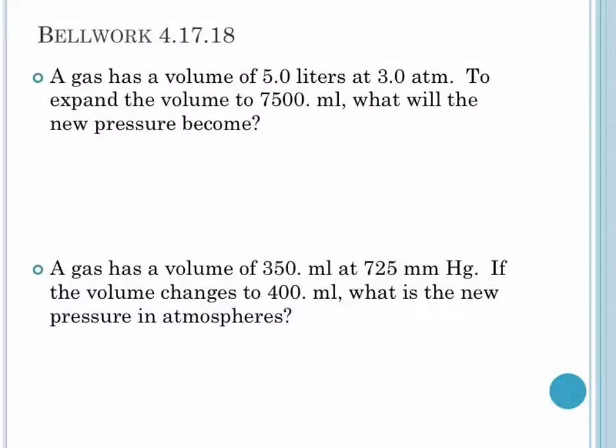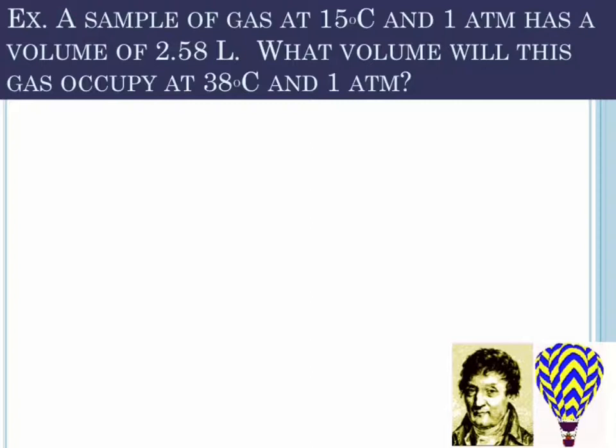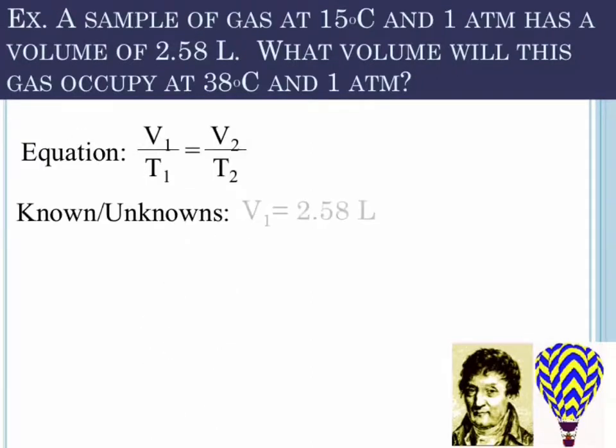Okay. What did you get? It's 2. 2. Let's see. Wait. Oh, geez. That's the wrong bell work. We already did that one.